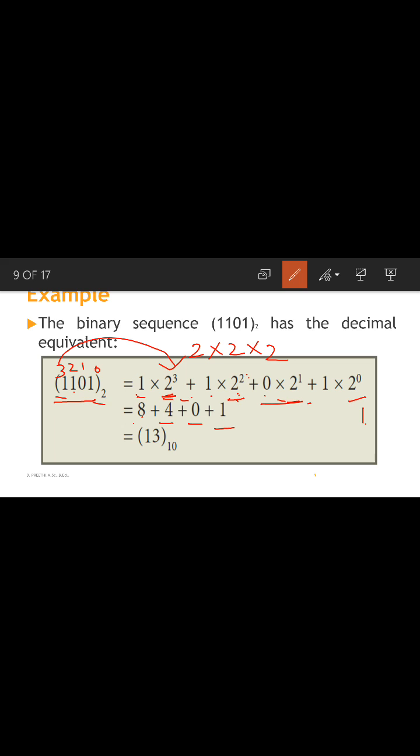So now we have to add all those things. So 8 plus 4 is 12. 12 plus 1 is 13. So we are getting the value 13. So now this binary number is converted into the decimal number and we have to give the base value. So this is the decimal number system. So for the decimal number system, we have to give the base as 10.